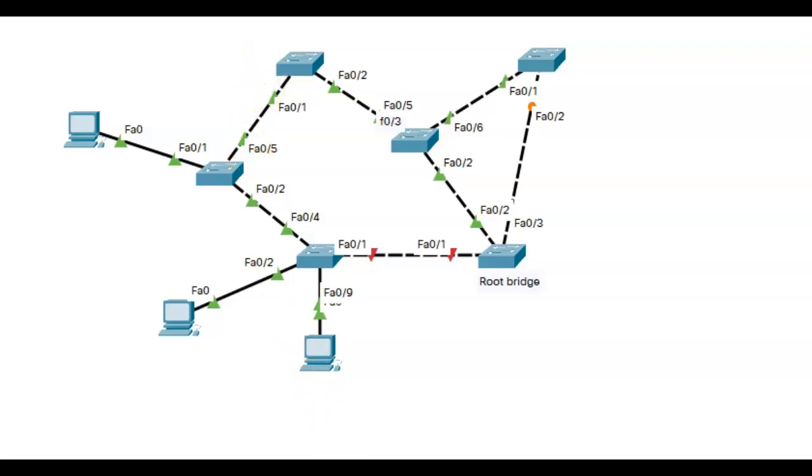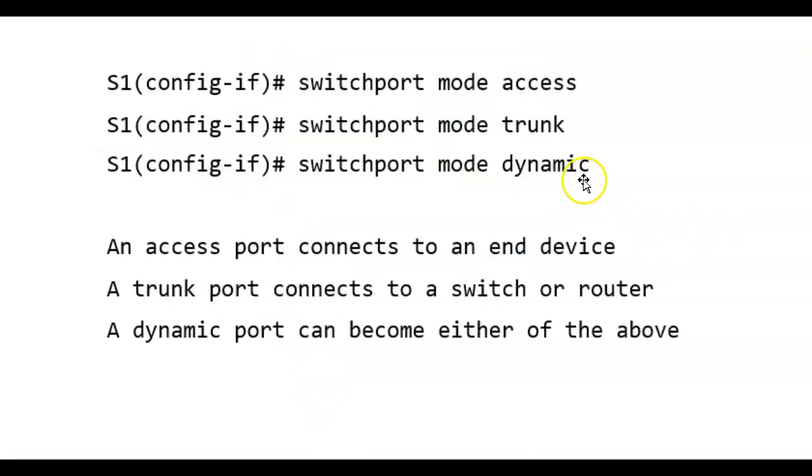Now, by default, we also have a dynamic mode, and by default dynamic mode is turned on. Dynamic mode means that that port will become an access port if a PC is plugged into it, and a trunk port if a switch is plugged into it. But I don't want that. I want it to statically be an access or a trunk port for security purposes.